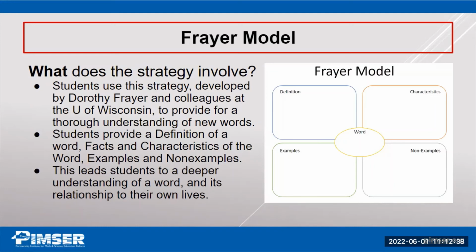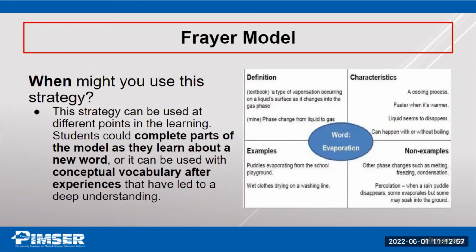Students provide a definition of the word, then they look at facts and characteristics of the word, and come up with some examples and some non-examples. This can lead students to a deeper understanding of the word and its relationship to their own lives. So when might you use this strategy? The strategy can be used at different points in the learning. Students could complete parts of the model as they learn about a new word and revisit the model with additional examples or non-examples. Or it can be used with conceptual vocabulary after they've had experiences that have led to a deeper understanding.